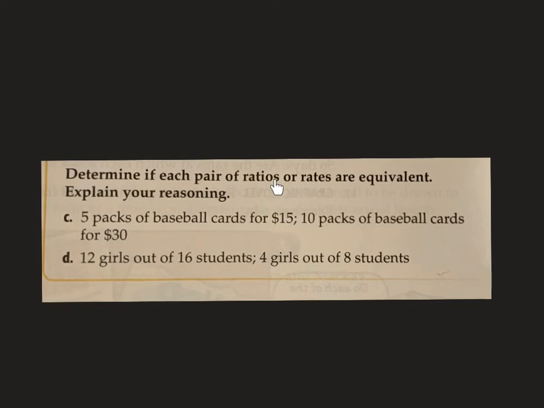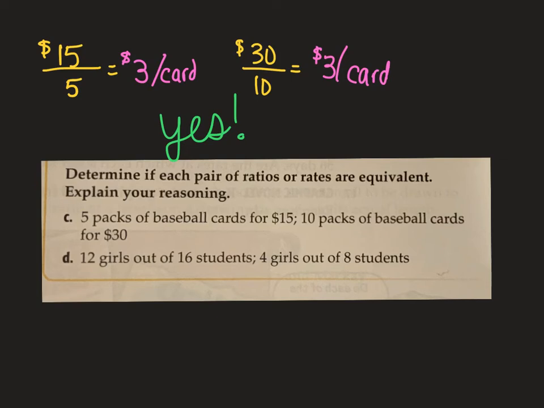All right, let's try these two questions. Number 5, determine if their ratios are equivalent: 5 packs of baseball cards for $15 or 10 packs of baseball cards for $30. Push pause, work it out. See if your answer matches mine. I got a yes. I divided and I got $3 per pack for both of them.